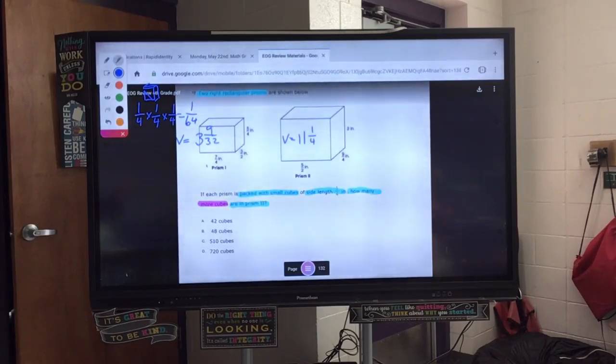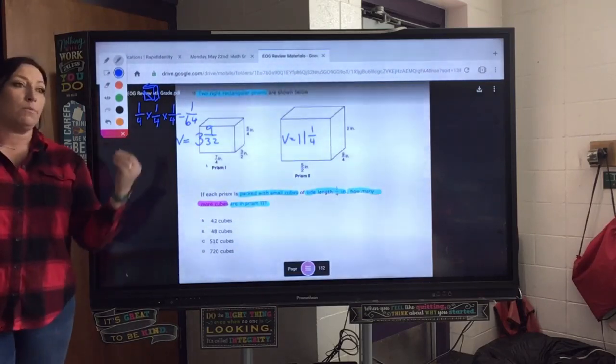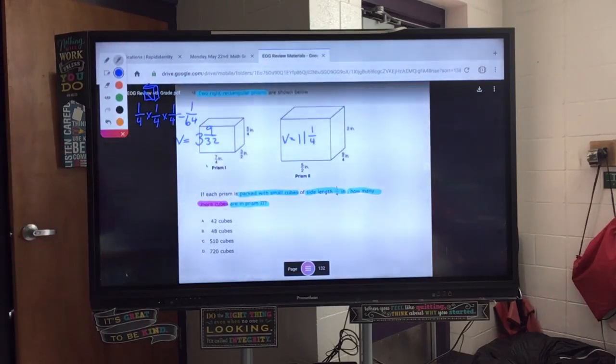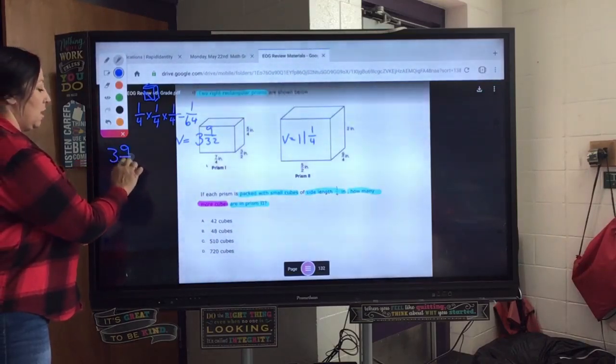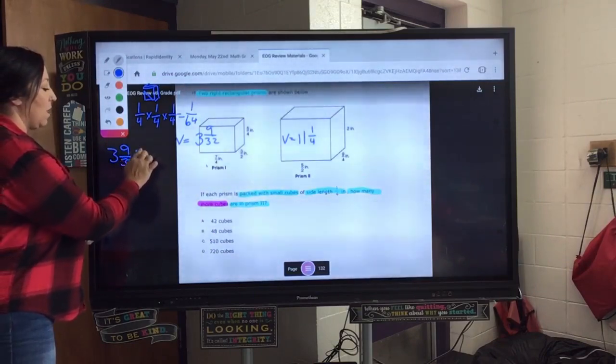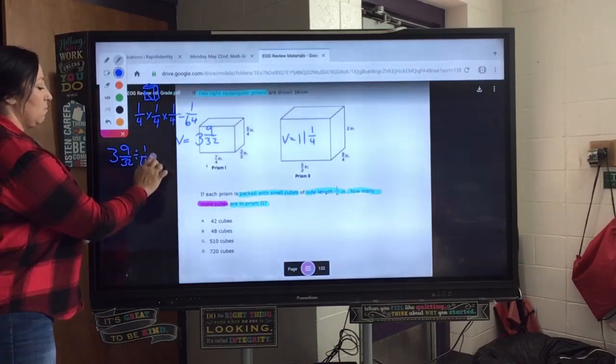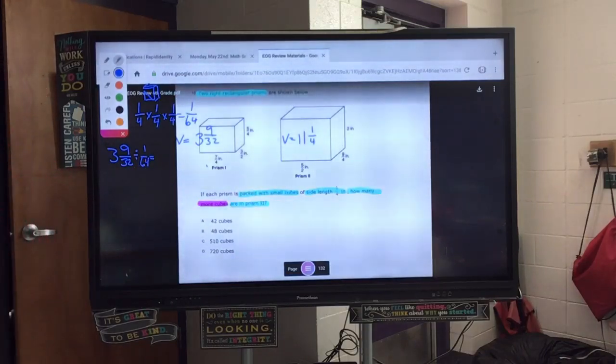So we know the full volume of both of those prisms. We know the volume of our little baby cube. Kenda, what do you think we need to do? Figure out how many cubes go into both of them. Perfect. And how do you do that? Add, subtract, multiply, or divide. You're going to divide. So I want you to do 3 and 9/32, and I want you to divide it by 1/64. See what you get.